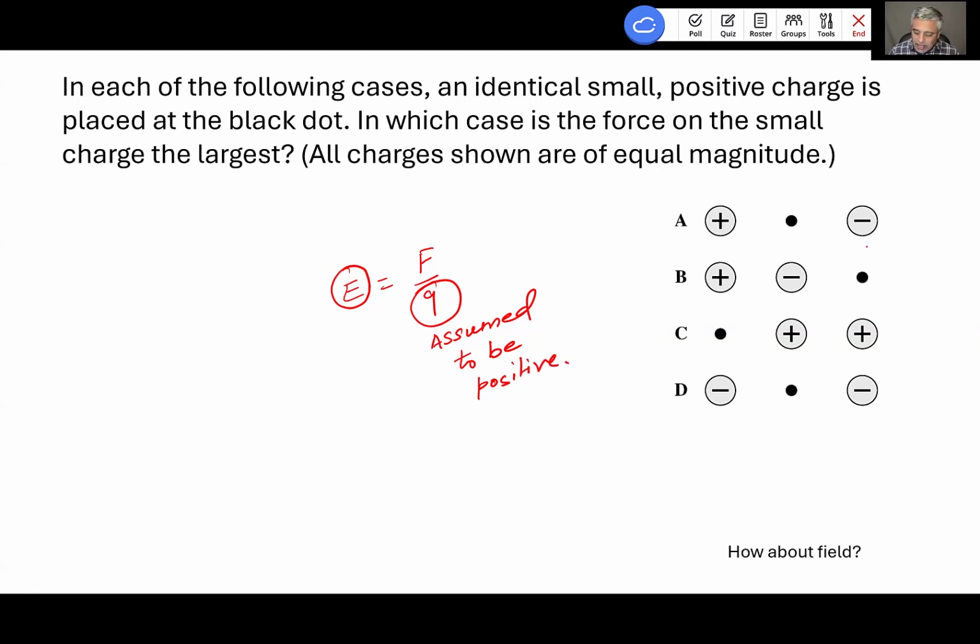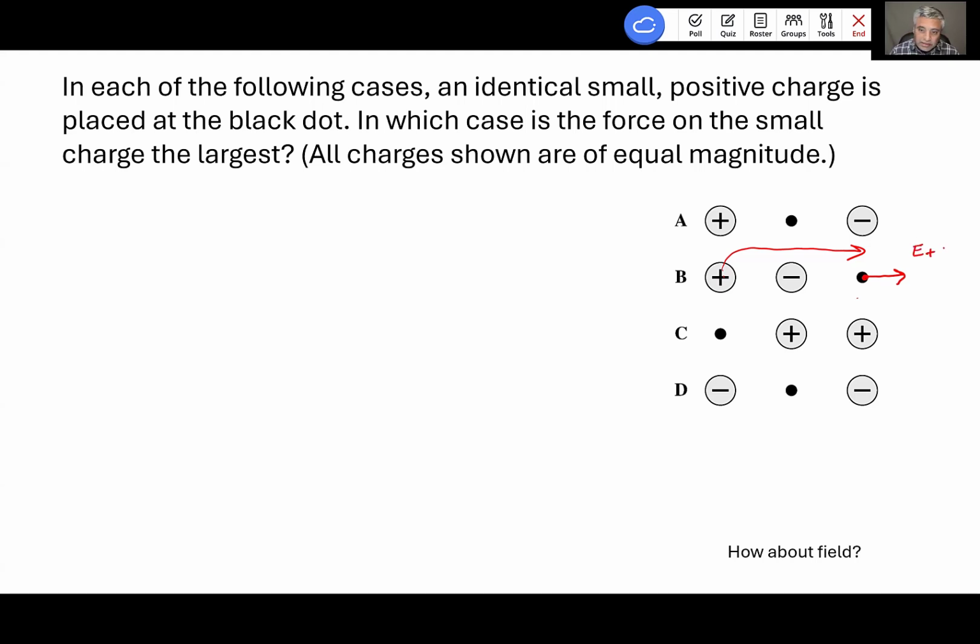So for example, if I am looking at the field at this point due to this charge and this charge, what should I be looking at? I'll show you one example here and then you can do all of these. Because of the positive charge, let's write that as E with a positive subscript. So here the field is going to be pointing away because of that. We call that due to positive.